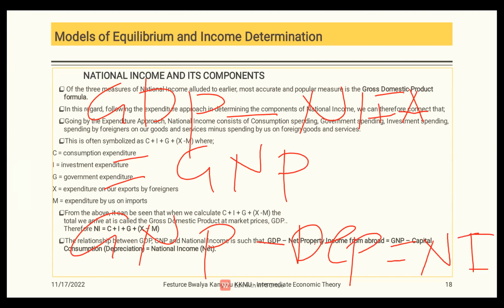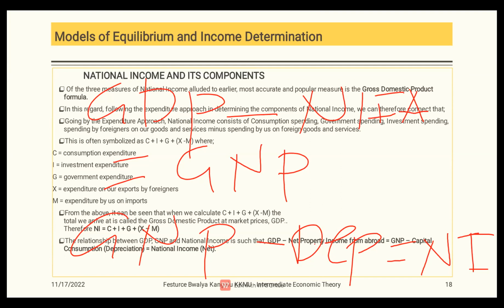I'll repeat this. I have already shown you how we get the GDP: you add the consumption, you add the investments, you add the government expenditure, then you add the net exports. Now, how do you get the GNP, the gross national product? From GDP, you add the net factor payments from abroad. The net factor payment from abroad simply means the money which comes from abroad.